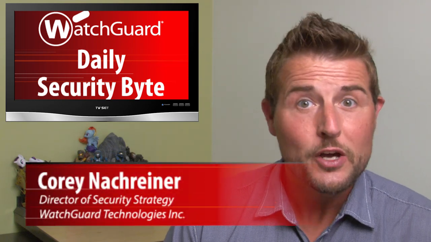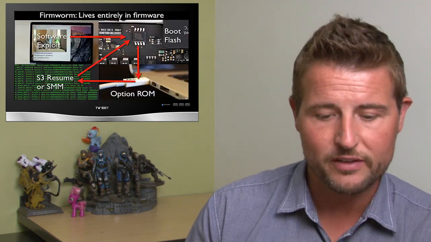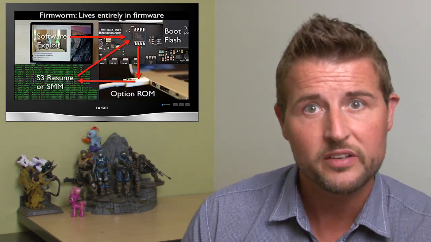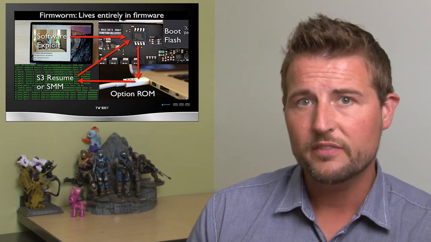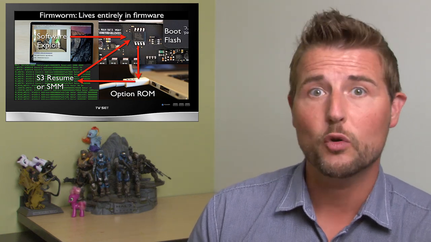I'm Corey Nachreiner. Tuesday's story is ThunderStrike 2, a MacBook firmware worm. This actually is one of the stories that comes out of last week's Black Hat and DEF CON security conferences. A research team led by Trammell Hudson showed a number of vulnerabilities that could allow attackers to infect a Thunderbolt device, which could then infect other MacBook computers. And a lot of this really had to do with vulnerabilities in your firmware.